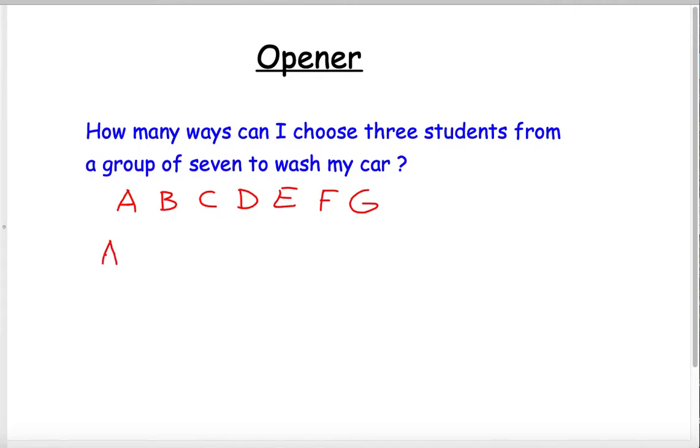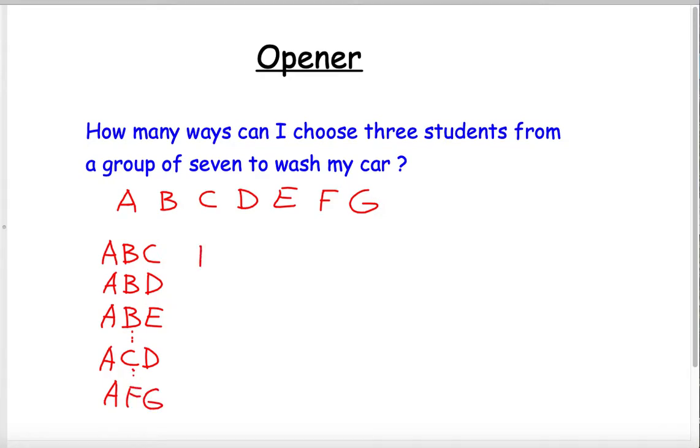Well, I could choose A, B, and C, or I could choose A, B, and D. You know, we could figure out a nice systematic way of coming up with a pattern: A, B, and E, and then eventually we'd get down to A, C, and D, etc. And then eventually we'd be done with all the A's. We'd have A, F, and G. And then we'd say, okay, I can pick B, A, and C, and so on and so on. So it seems like there's a lot of ways to do this.